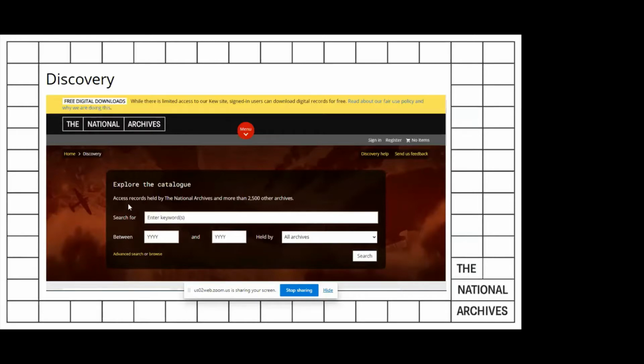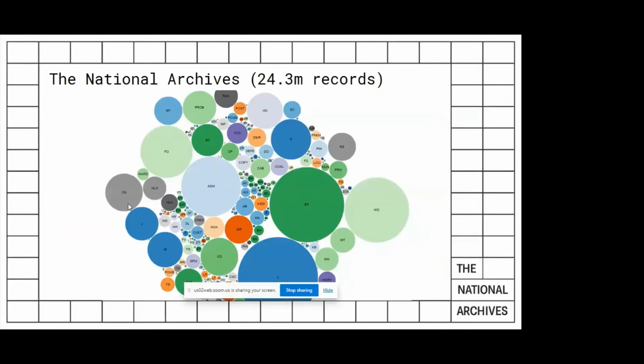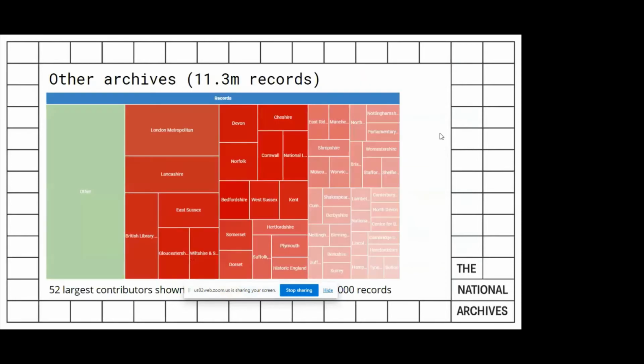So Discovery looks a bit like this. Lots of people here, I'm sure, will be familiar with it. And it comprises about 24 million records from the National Archives. So a lot of big familiar government departments here: the Admiralty, the Foreign Office, the Chancery, the Board of Trade, the War Office. These big beasts.